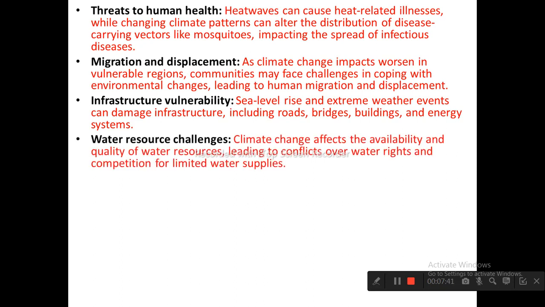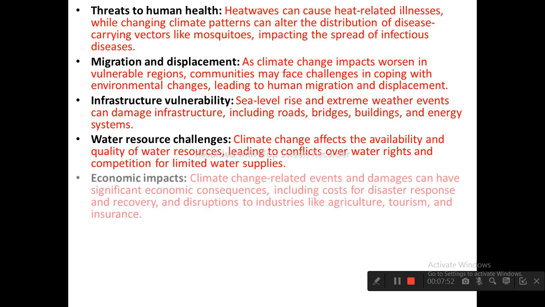Next one is water resource challenges. Climate change affects the availability and quality of water resources, leading to conflict over water rights and competition for limited water supplies. Economic impacts. Climate change related events and damages can have significant economic consequences, including costs for disaster response and recovery, and disruption to industries like agriculture, tourism, and insurance.